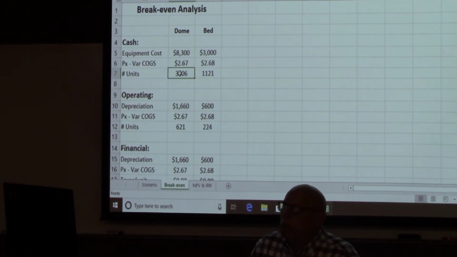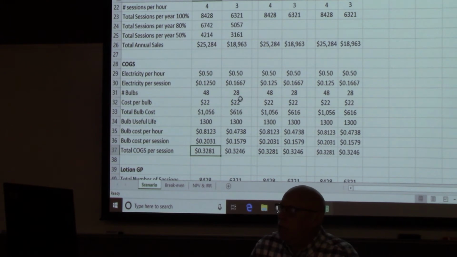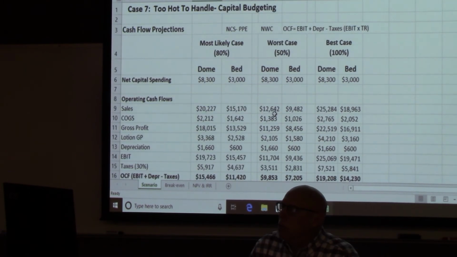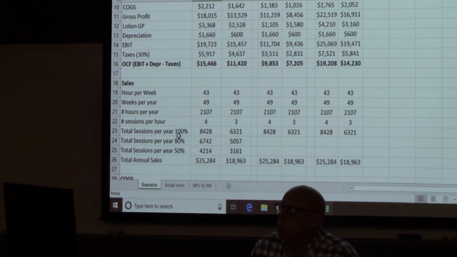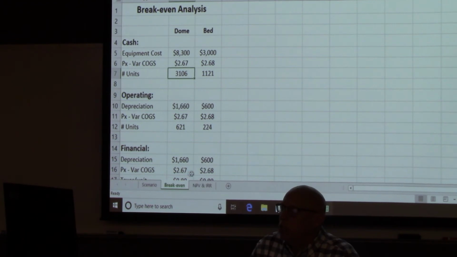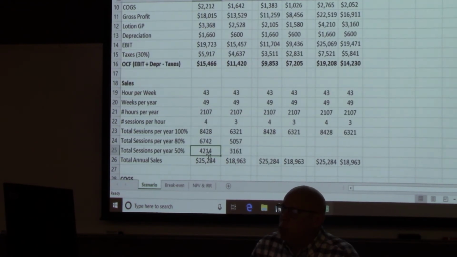And so if you divide the equipment cost by your contribution margin, this is the number of tanning sessions that has to be done in order to pay the machine off. And of course, when we go back to see, even under a worst case scenario, sessions per hour, sessions per year, we do 4,200 tanning sessions, and the break even is 3,100 and 1,100. So we do 4,200 versus 3,100, and roughly 3,200 versus 1,100. So we're going to pay for the machine very quickly, even under the worst case scenario.